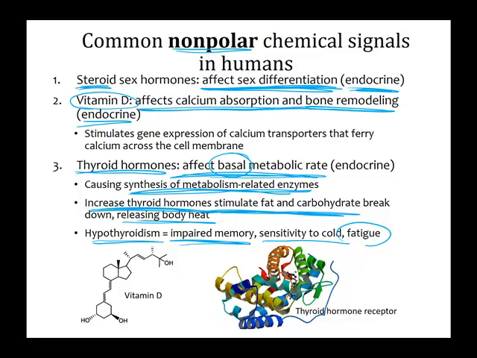So here's what some of these look like. Here's vitamin D right there. That's what it looks like. So that's a signaling molecule. Here's our receptor, the thyroid hormone receptor.